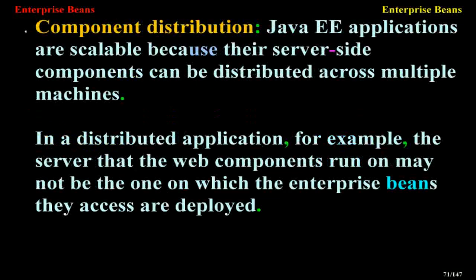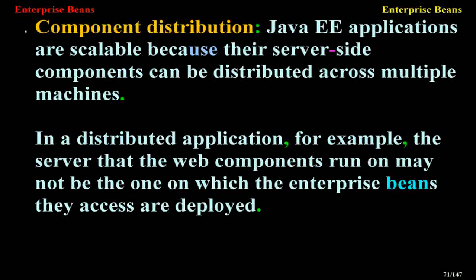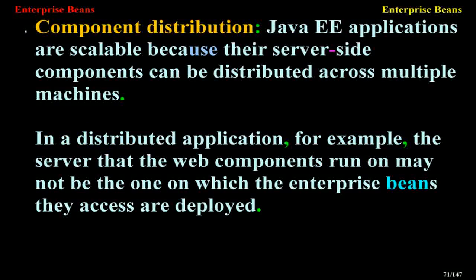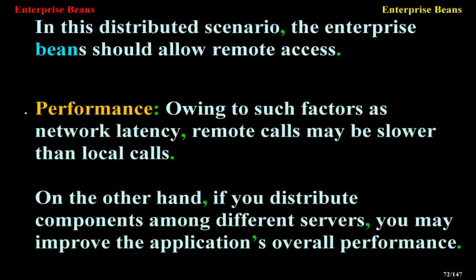Component distribution. Java EE applications are scalable because their server-side components can be distributed across multiple machines. In a distributed application, for example, the server that the web components run on may not be the one on which the enterprise beans they access are deployed. In this distributed scenario, the enterprise beans should allow remote access.